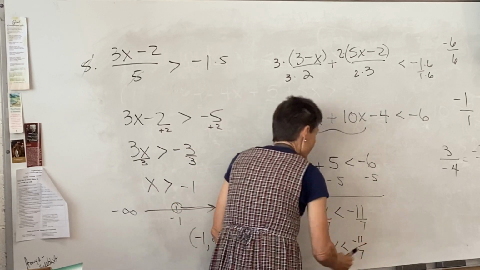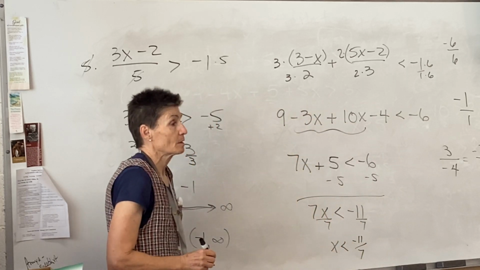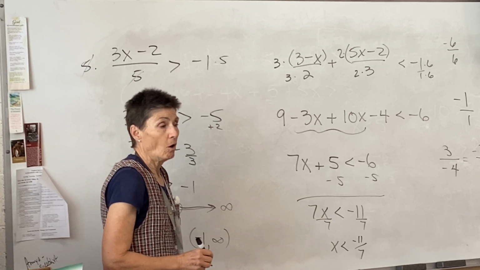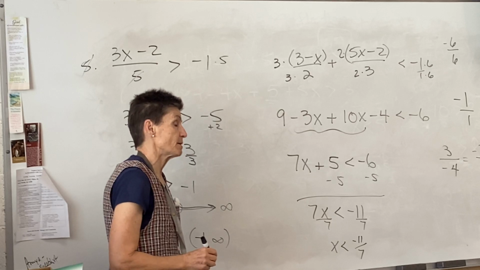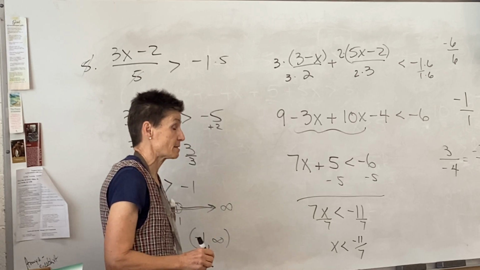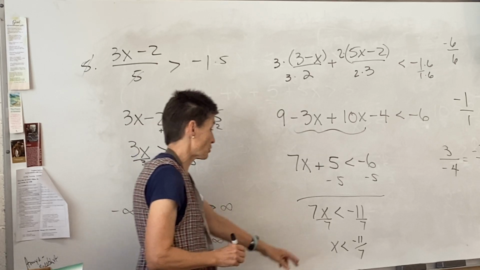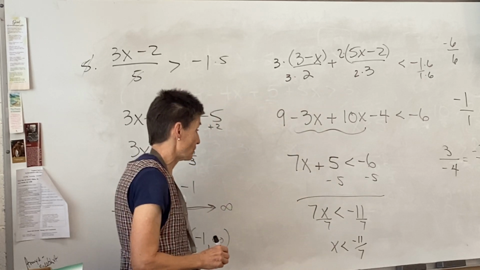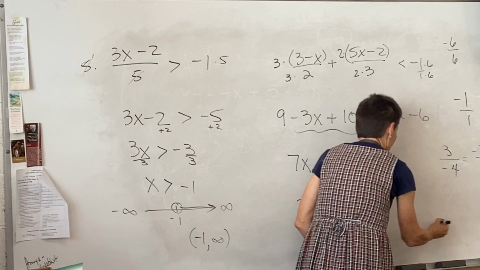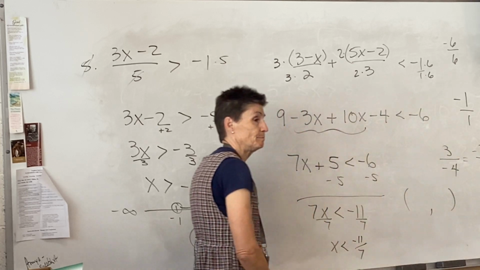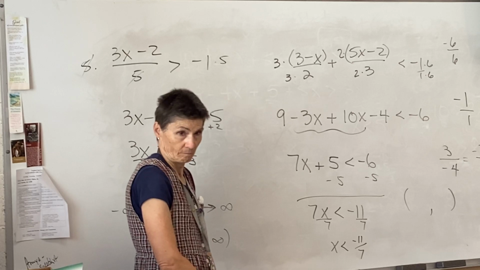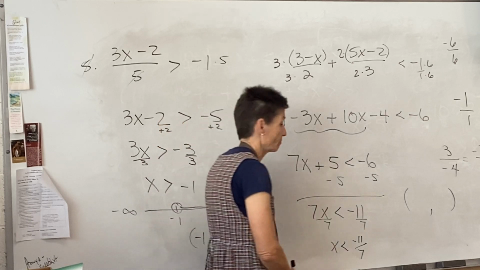All right, did you already write that as an interval? Not yet. Okay, do it. We need to write that as an interval. All of our answers are gonna be written as intervals unless we're told otherwise. This is called an inequality. We're gonna write it as an interval, so tell me what you got there. Negative 11 over 7, comma, infinity.